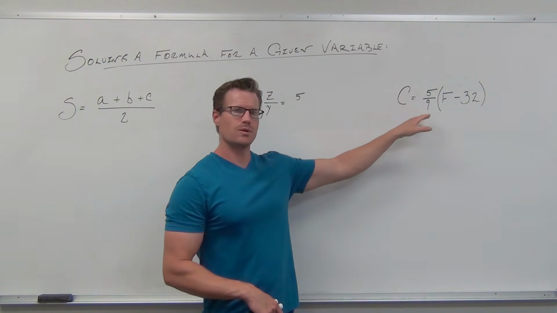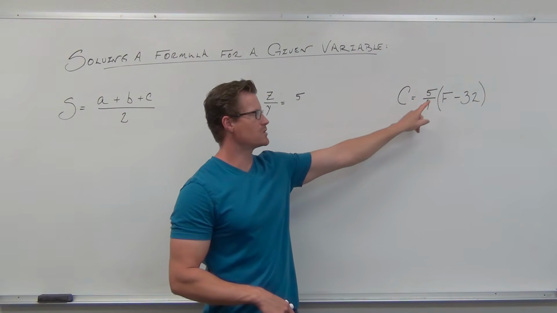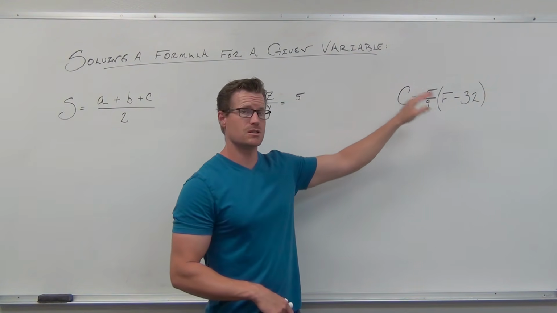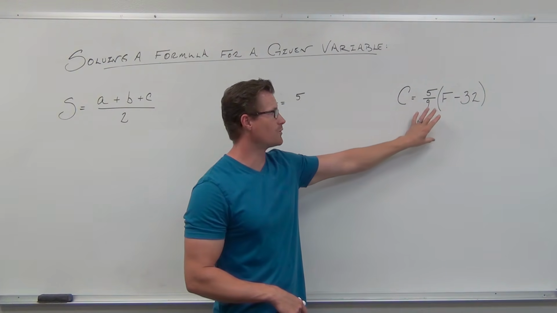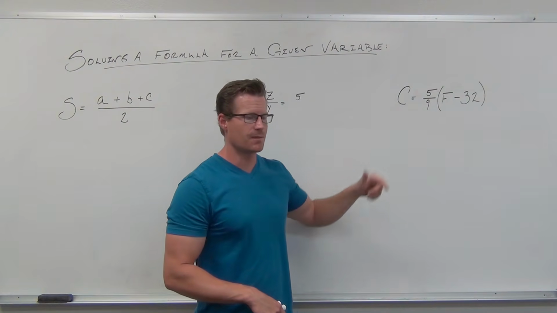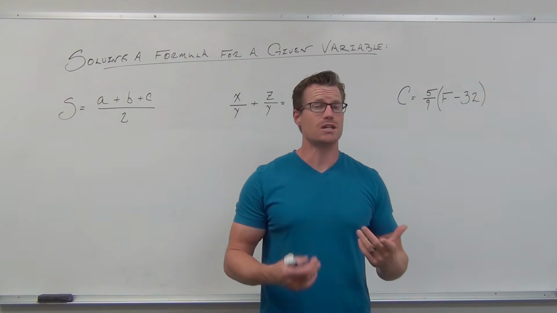The next one, that should look familiar actually. That's the formula for how you change Fahrenheit into Celsius. We're going to figure out how to change Celsius into Fahrenheit. Right now, this formula is solved for C. It's solved for Celsius. It's all by itself on one side of the equal sign. We're going to go through and we're going to solve these for a different variable.